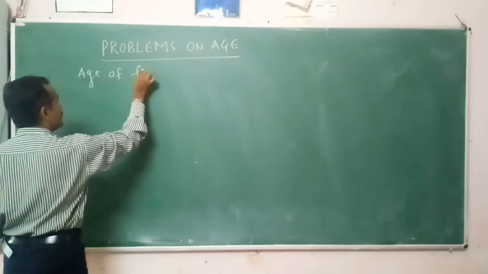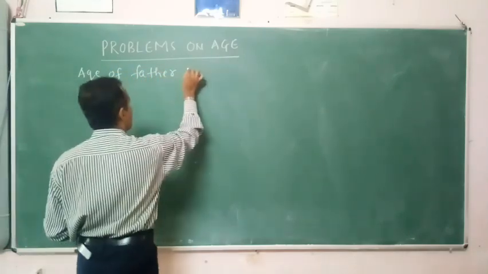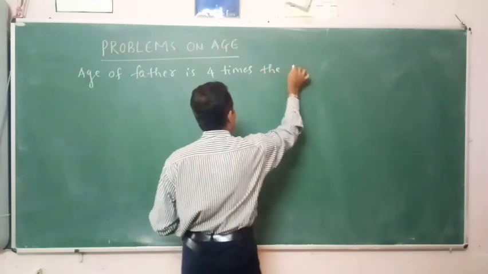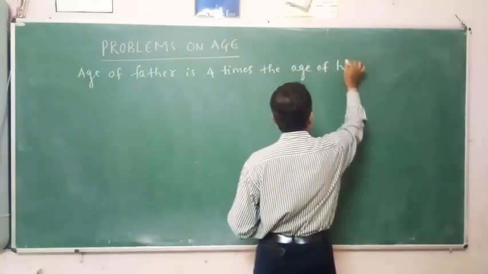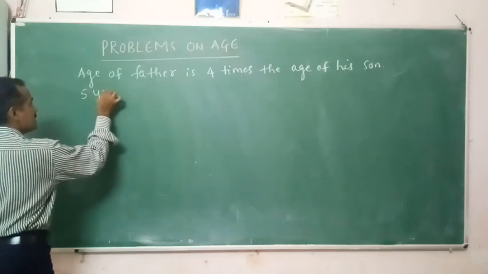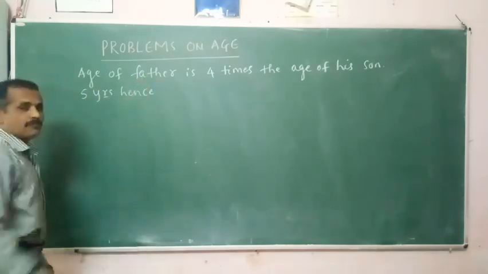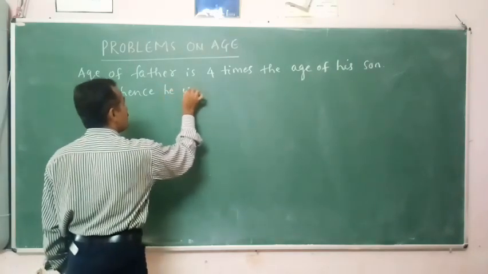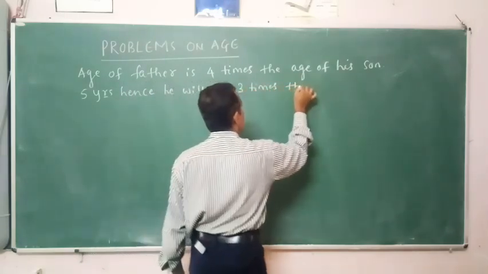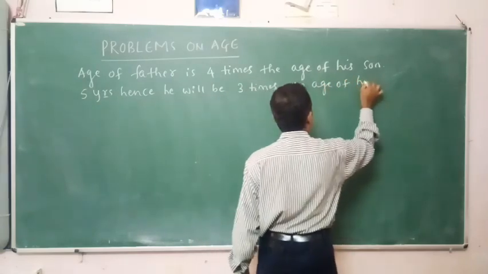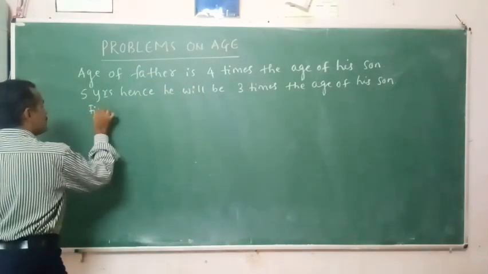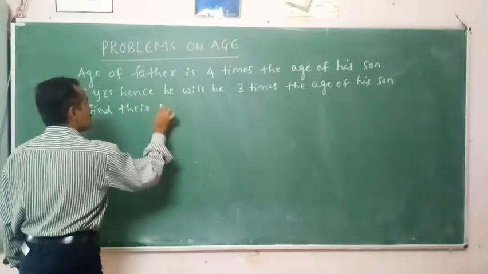Age of father is four times the age of his son. 5 years hence, he will be three times the age of his son. Find their present ages.